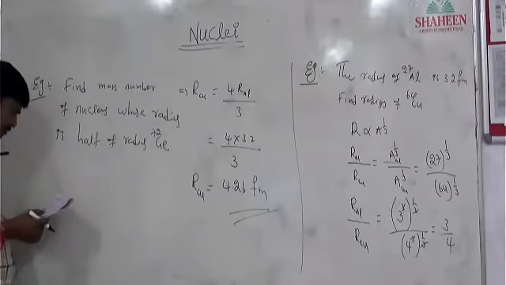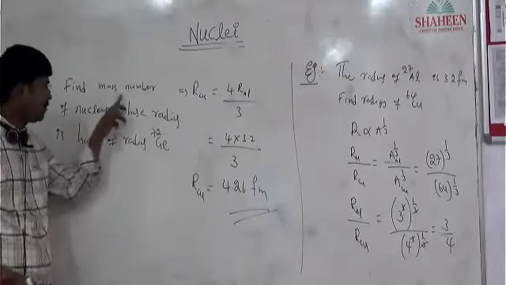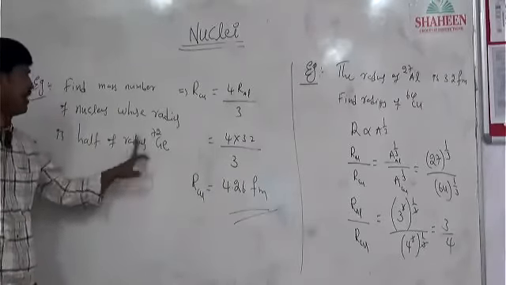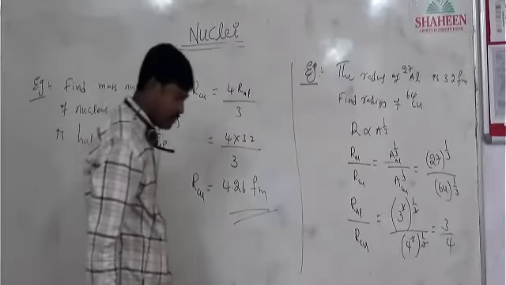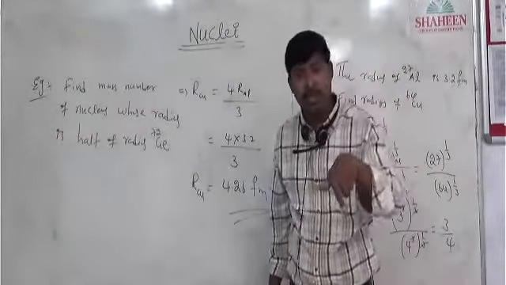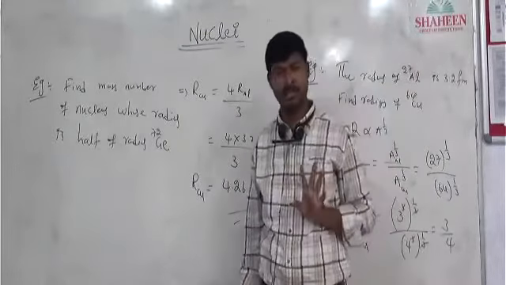Germanium 72 mass number is given. Clear? Find the mass number of the nucleus whose radius is half of the radius of germanium. So what is the germanium radius? With half of that radius, we need to calculate the mass number of that nucleus.